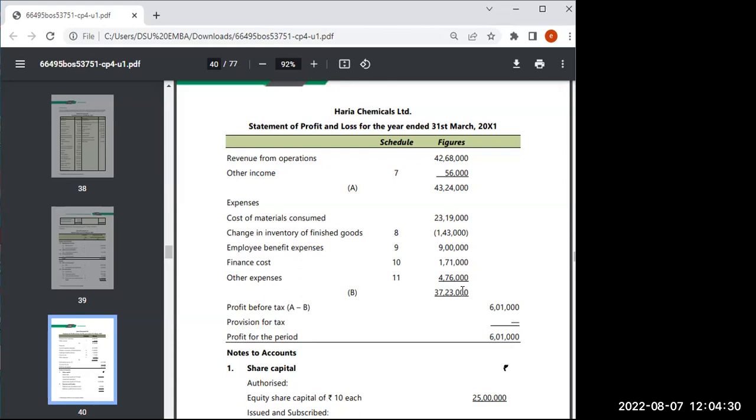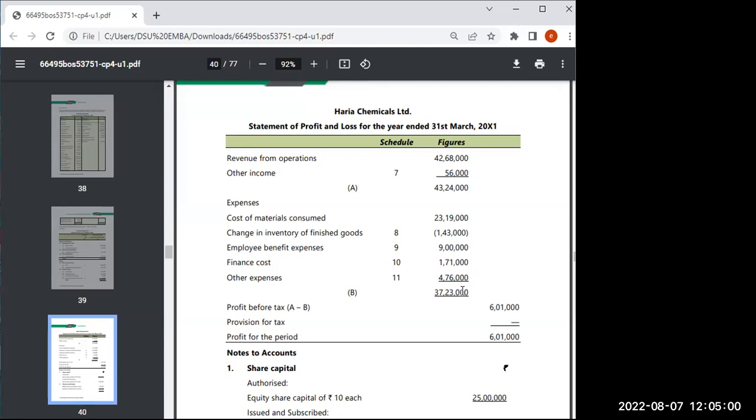In this question, nothing is mentioned about tax. So we don't write anything under tax. We just put 0. So profit after tax is also 6,01,000. This is how you have to make the profit and loss account of a company. Okay, balance sheet.